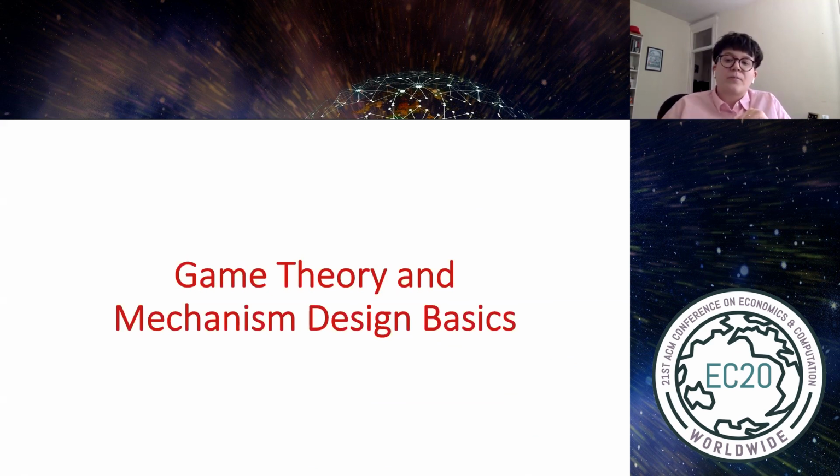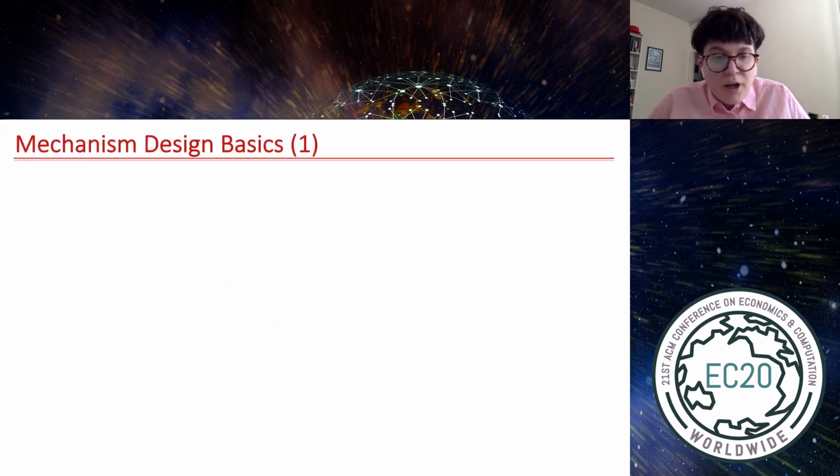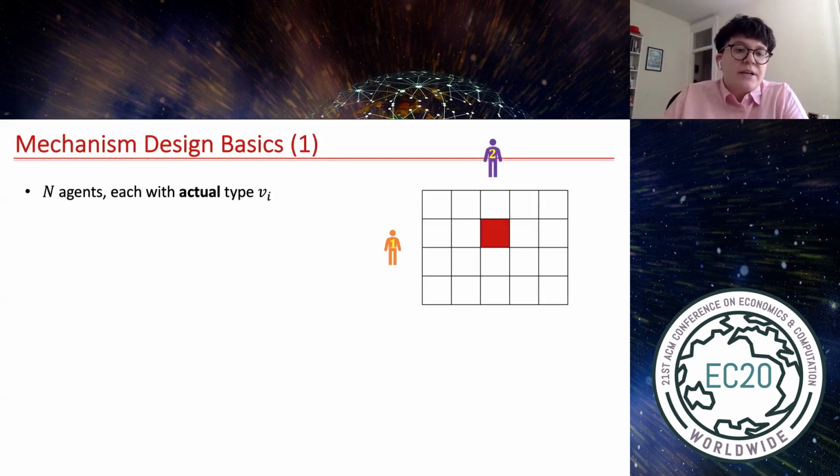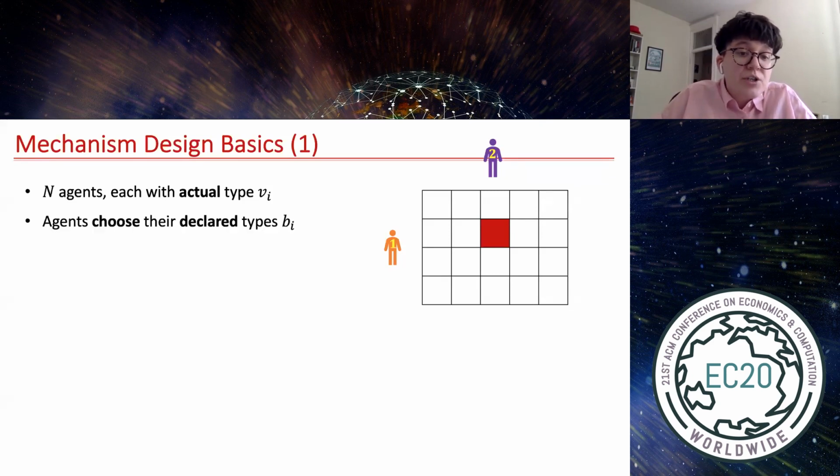Okay, I move on. So in a standard mechanism design setting, we have N agents, each of which has an actual type v_i. We can think of the agents and what they play as this matrix here, where I have encoded the first and the second agent. Each agent chooses their declared type, b_i, which can be different from the v_i.